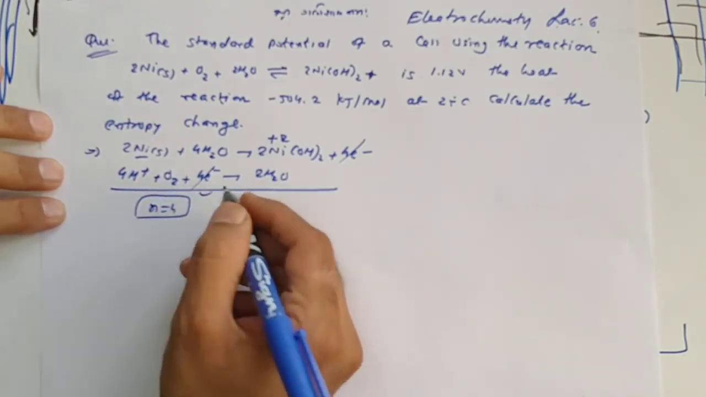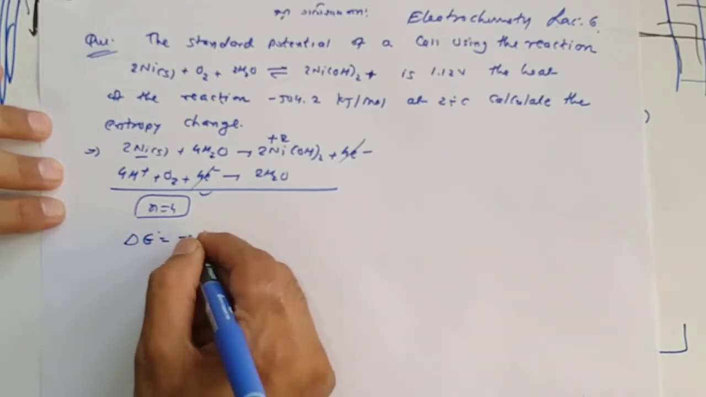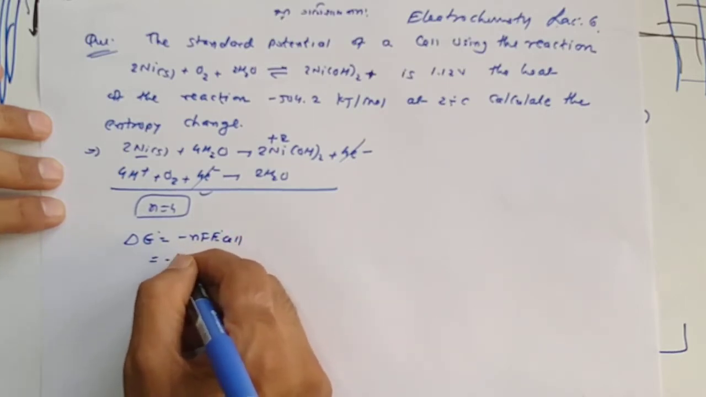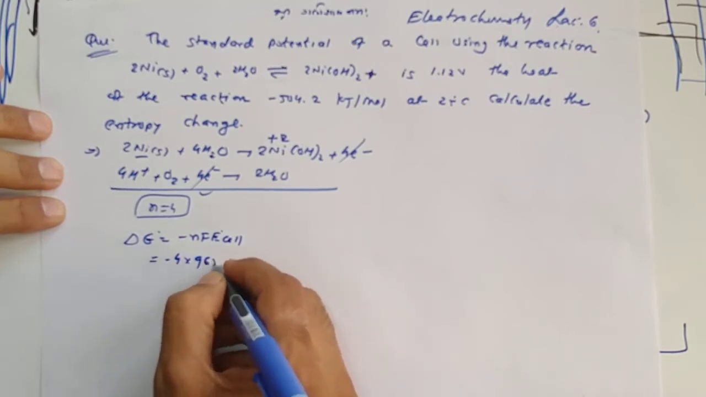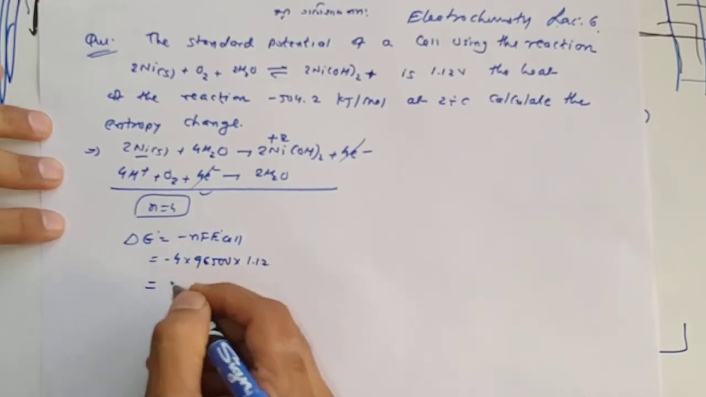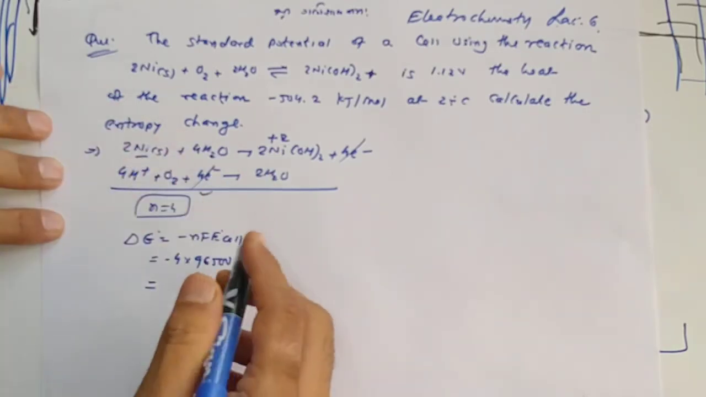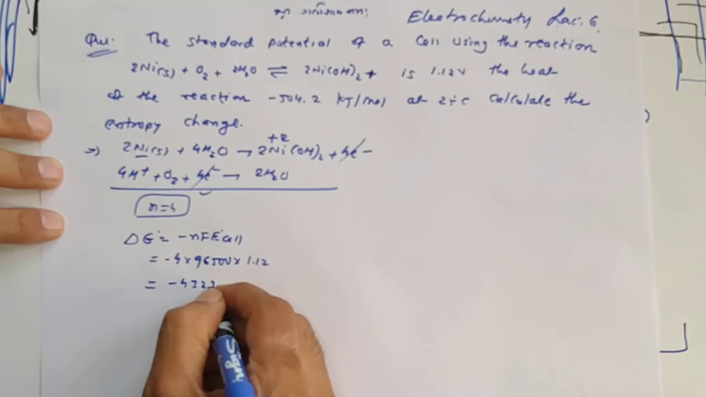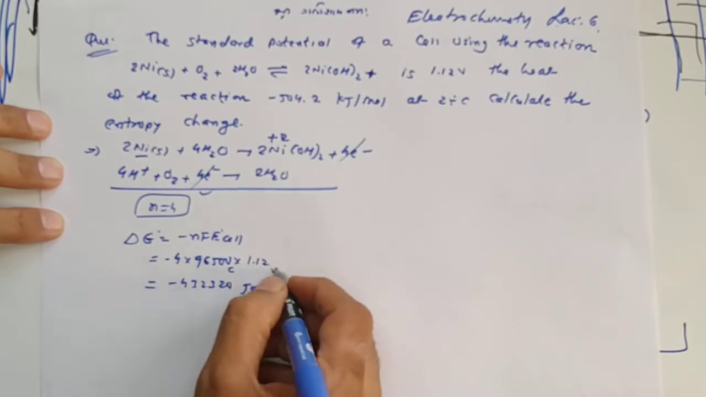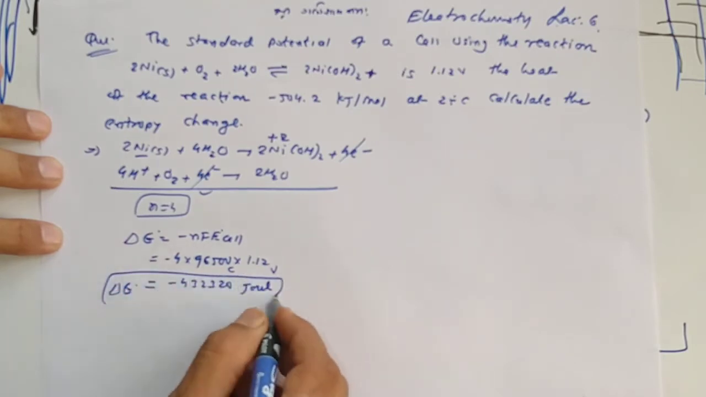Why are we balancing the reaction? For getting the value of n. With the help of n we can define delta G. Here n is 4, F the Faraday constant is 96500, and E degree cell is 1.12 volt. So the answer is 432320 in joule. Why? Coulomb into volt gives a joule. Yes, this is our delta G.